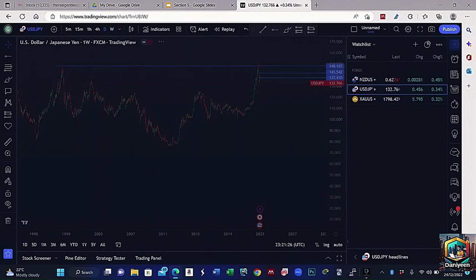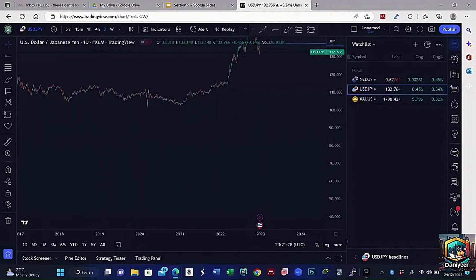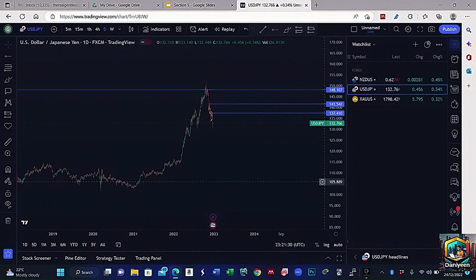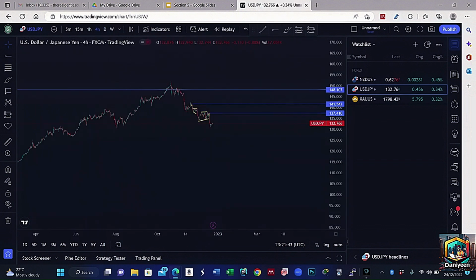So let's go to the daily time frame. In the daily time frame, we can see clearly that price is already in a bearish movement. It is already trending downward. So what we want to do is catch the downward movement and make our own pips. So let's go to the next time frame, which is the 4 hour time frame.